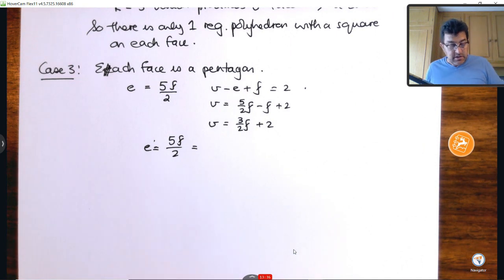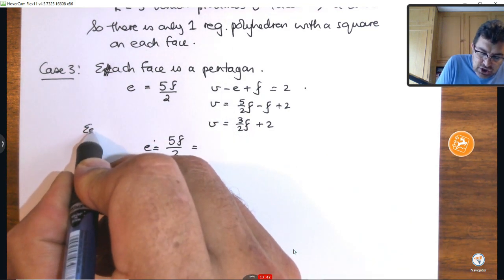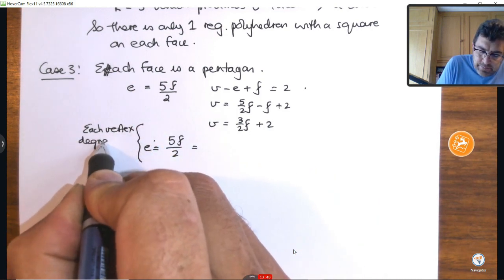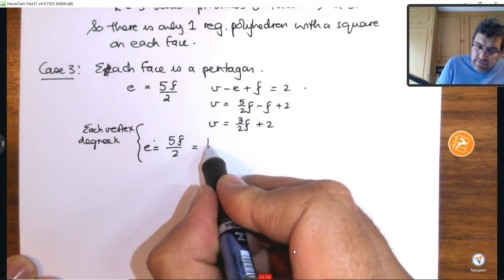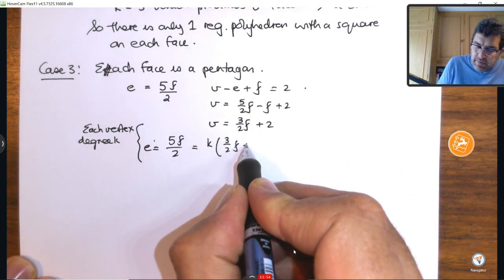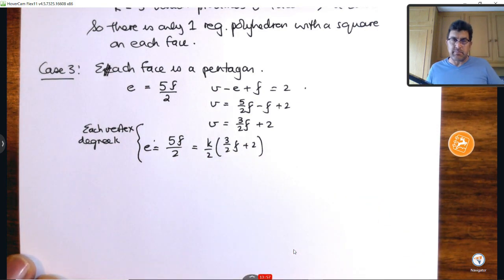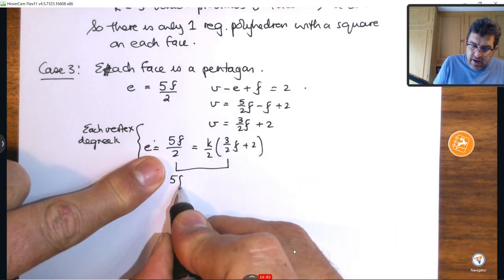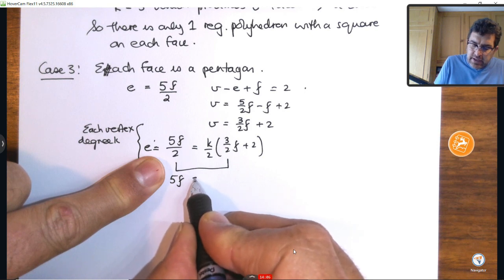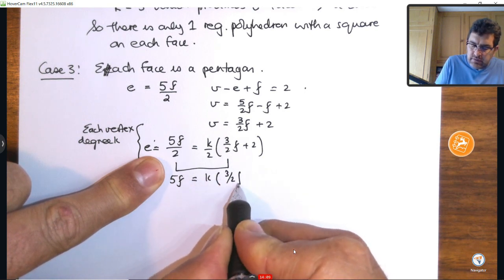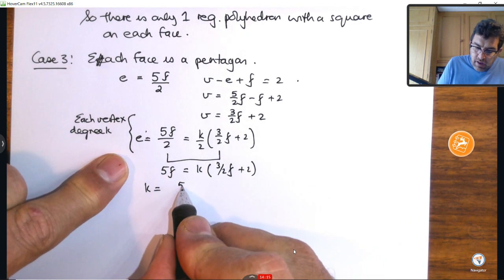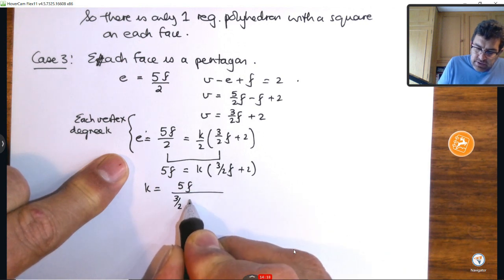Should not forget to bring in the idea that each vertex has a degree k. Then I have k times (3/2 f plus 2) halved as my number of edges. If I now continue with these two, I have 5f, those two k's cancel, is equal to k times (3/2 f plus 2), which makes k equal to 5f divided by (3/2 f plus 2).